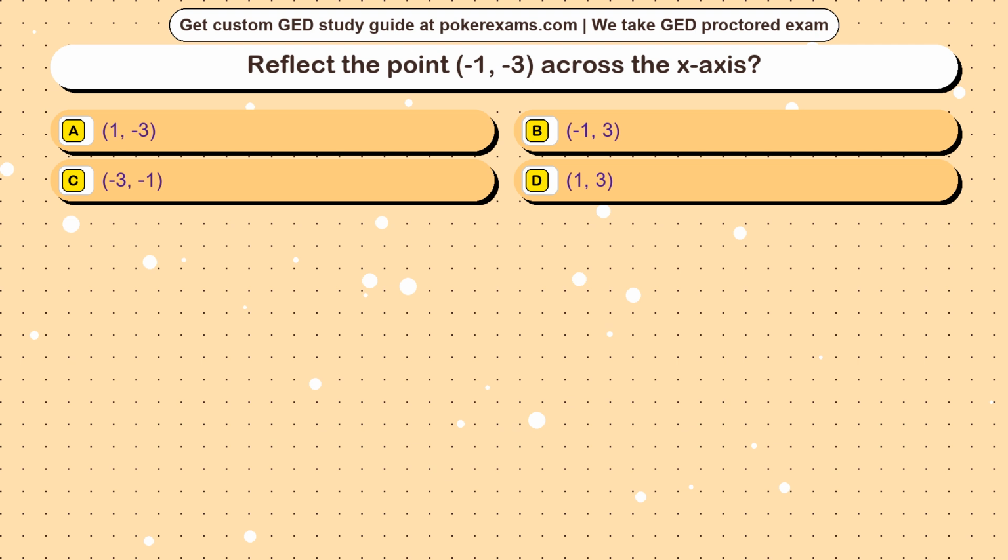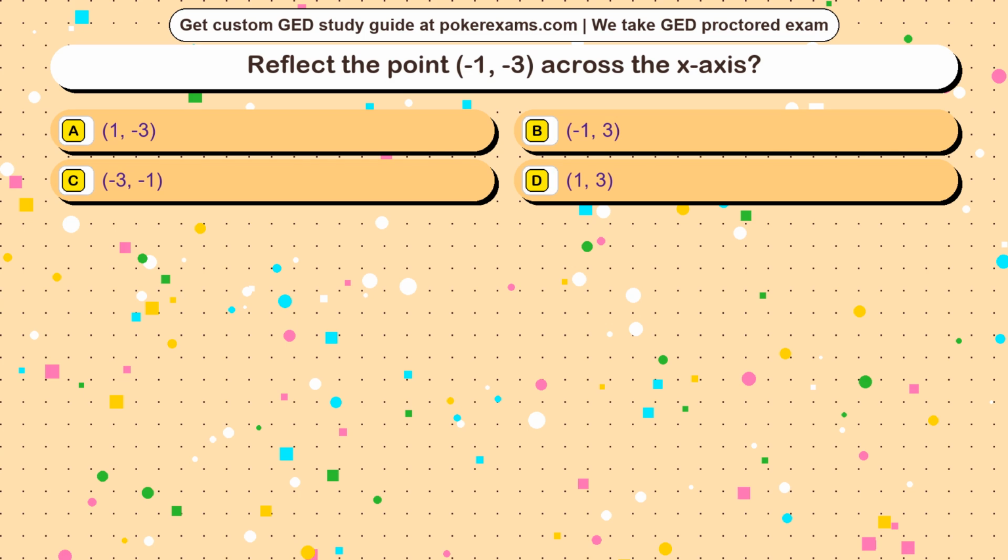Question 23. Reflect the point (-1, -3) across the x-axis. Option A, (1, -3). Option B, (-1, 3). Option C, (-3, -1). Option D, (1, 3).